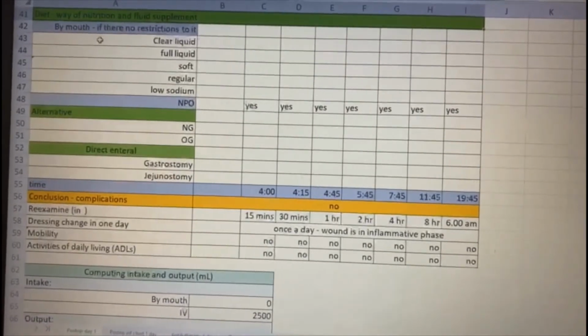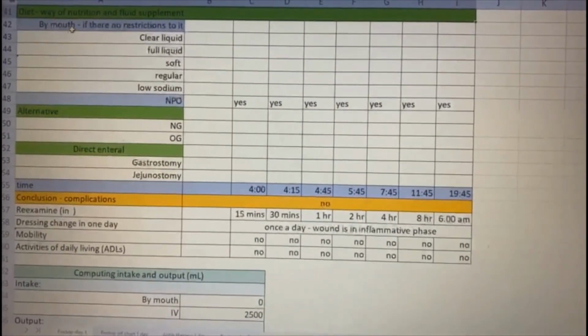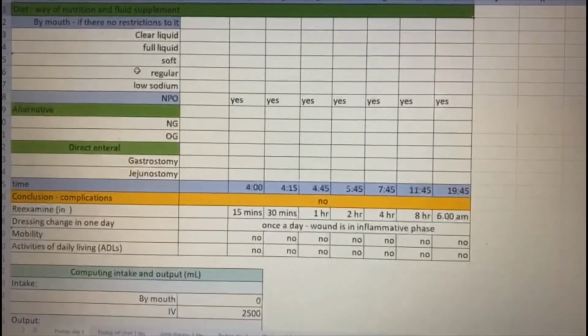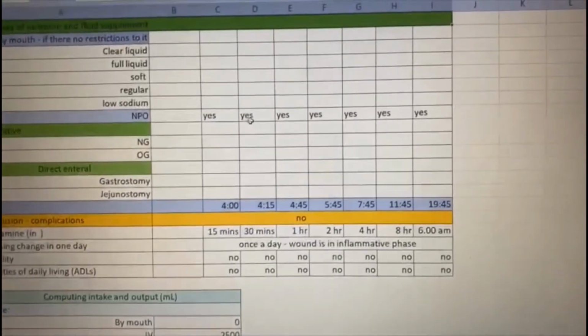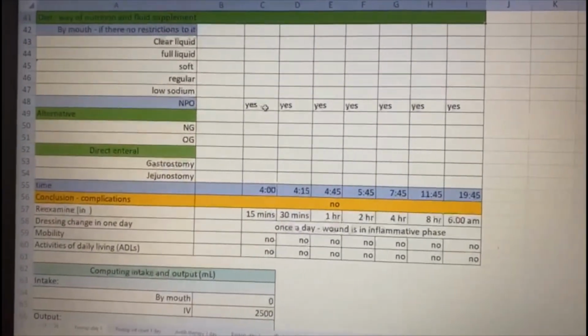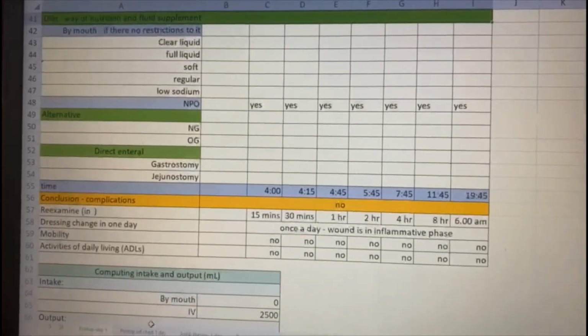Here is the diet of the patient, like the way of nutrition and fluid supplement. It is not given by mouth. There is only NPO diet till 11:45 for the post-operative case for 1 day. We can see there is NPO diet till 11:45.